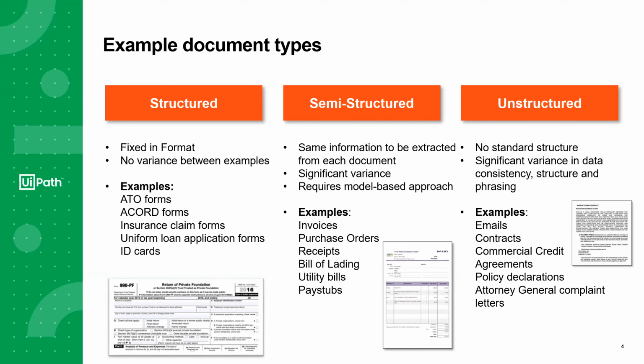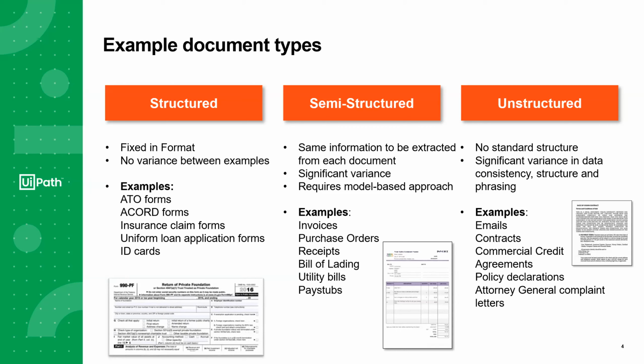And the model-based approach with retraining, so if you now incorporate retraining capability into that model-based, that machine learning model, this allows you to achieve a high performance and improved accuracy over time. Some examples for semi-structured documents are invoices, purchase orders, receipts, utility bills.